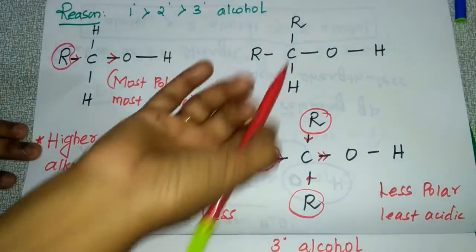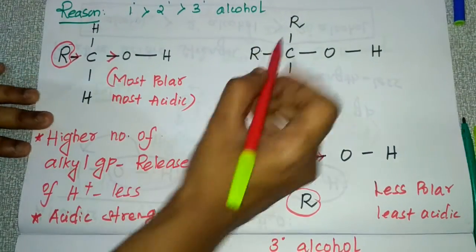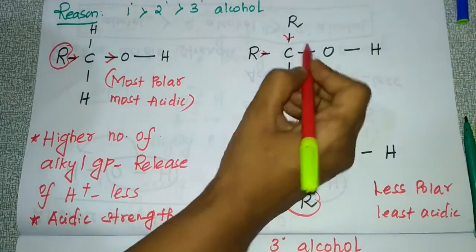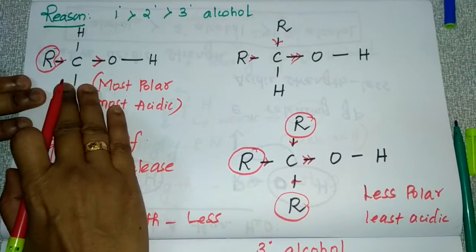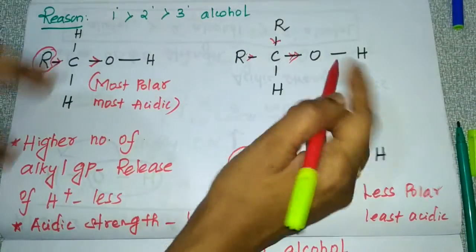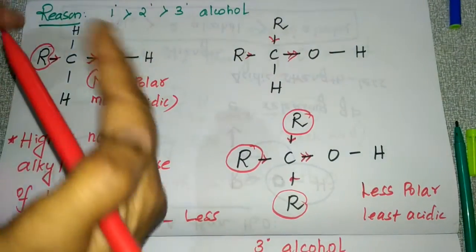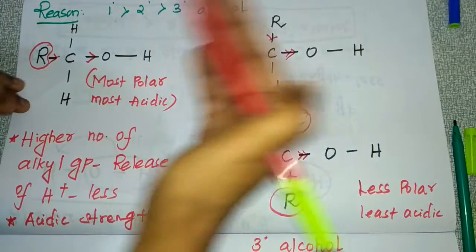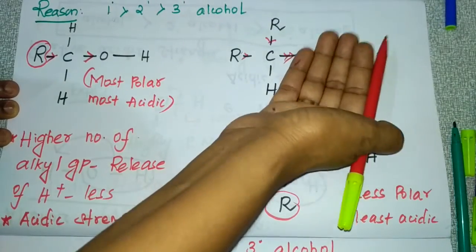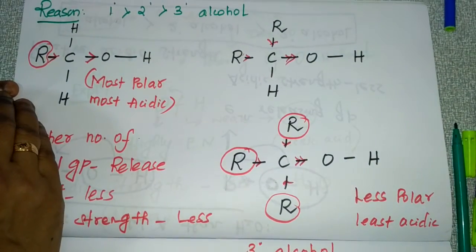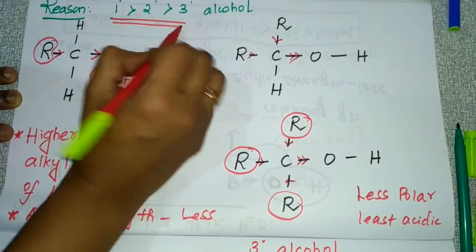And similarly, if you take a secondary alcohol, here also the alkyl groups release electrons to this carbon, and the carbon releases electrons to this oxygen. Comparing to primary, some more electrons will be released to this oxygen, and the electron density will be more on this oxygen. So if you compare secondary and primary, this will be less polar than the primary alcohol. Because of this reason only, it follows the order primary, secondary and tertiary.